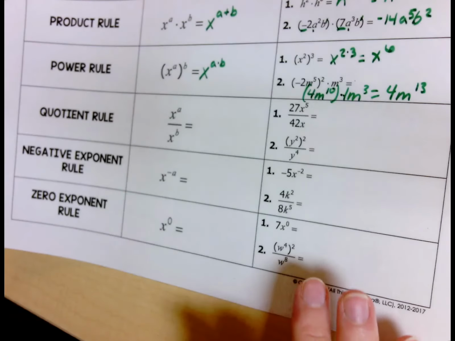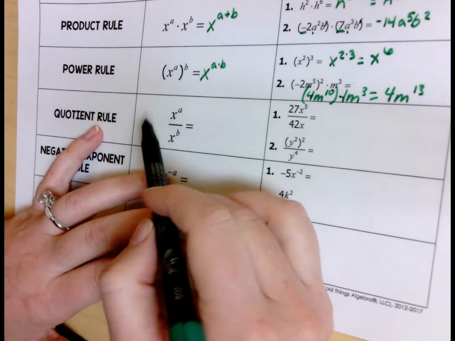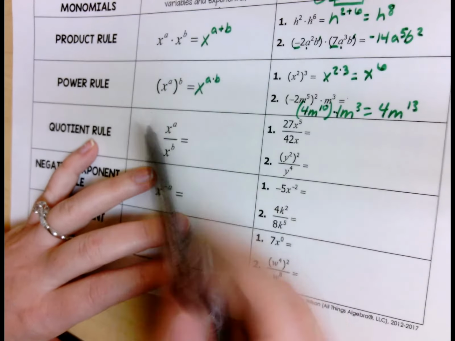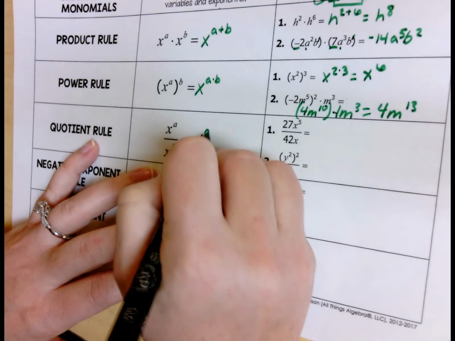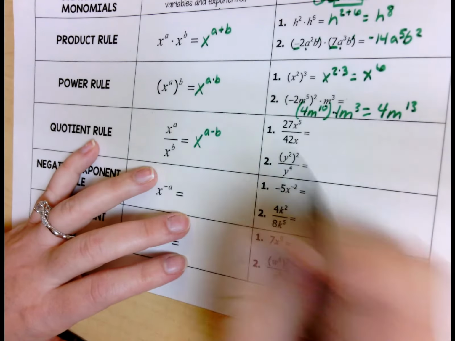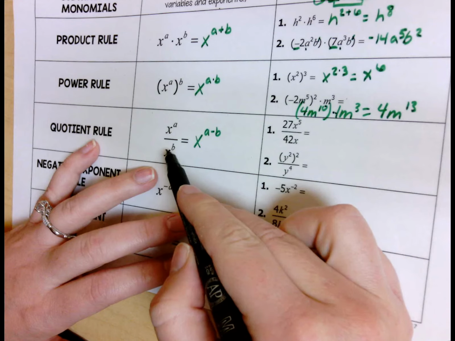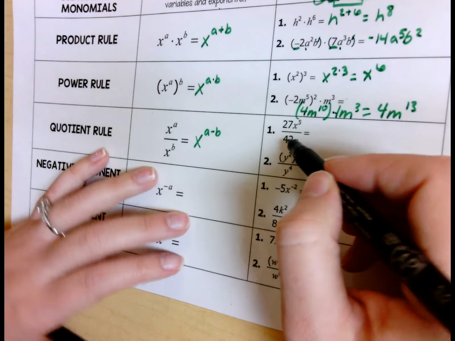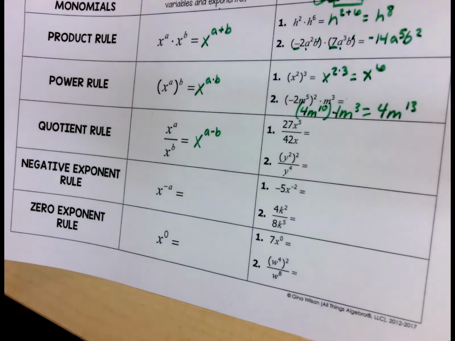Okay? Alright, now quotient rule. Quotient rule is going to be the opposite of the product rule. So in the product rule, we added. So here we're going to subtract. We're going to do a minus b. So the top exponent minus the bottom exponent. Now coefficient, still we're going to take care of that. We're going to reduce that. So 27 divided by 42.